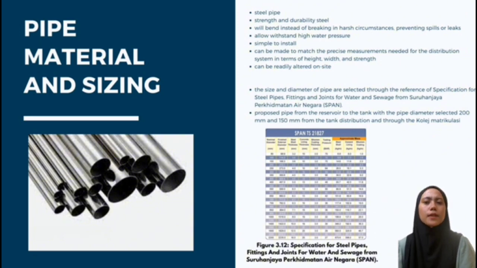The size and diameter of the pipe are selected through the reference of the specification of steel pipes, fittings and joints for water and sewage from Suruhanjaya Perkhidmatan Air Negara SPAN. Any possibility of leakage can be decreased through the increase of pipe diameter, as a higher diameter results in lower head loss in the College Matriculation Perlis area.